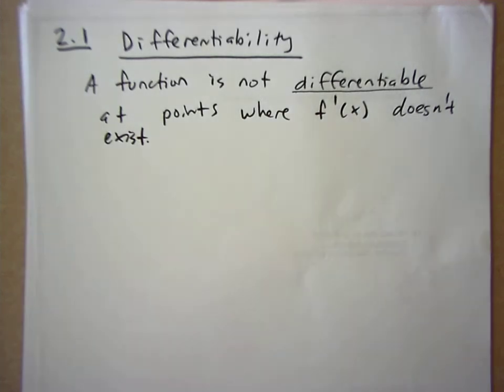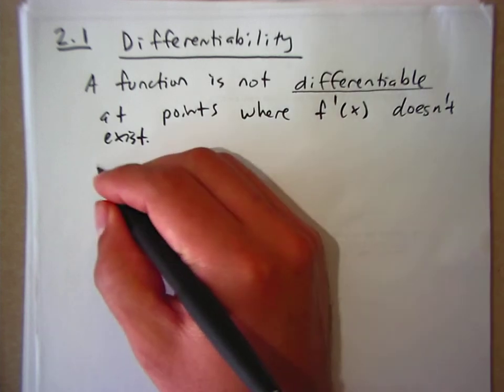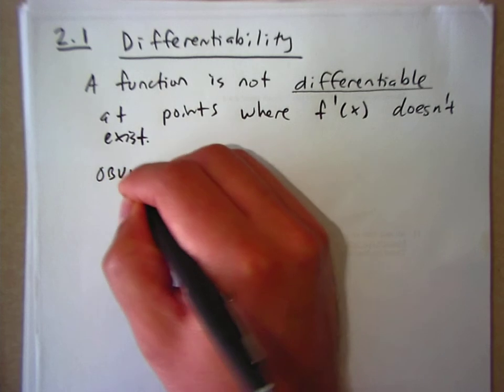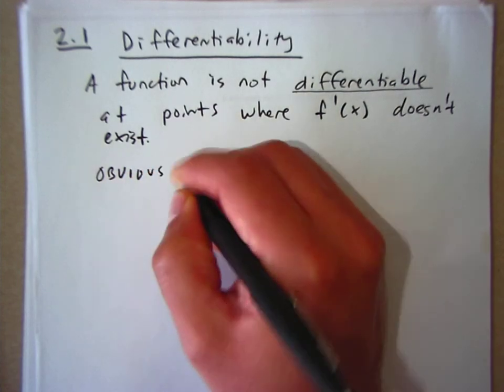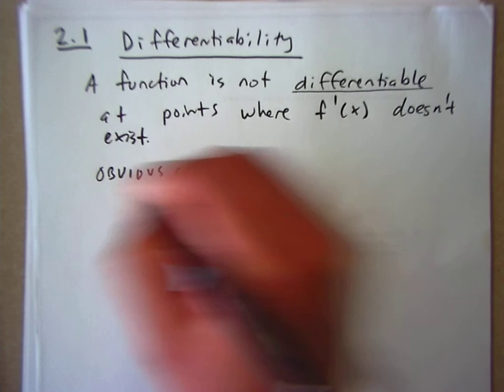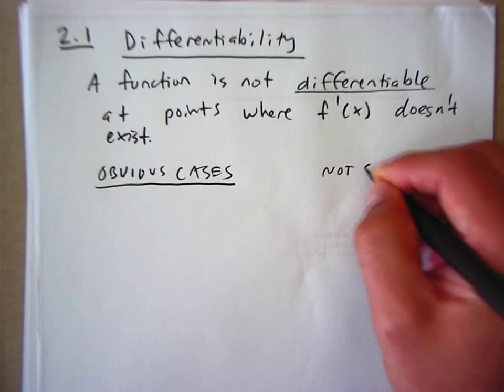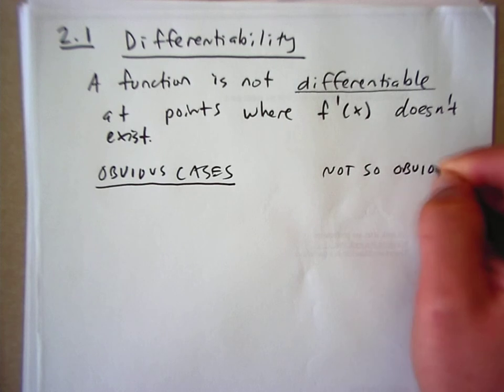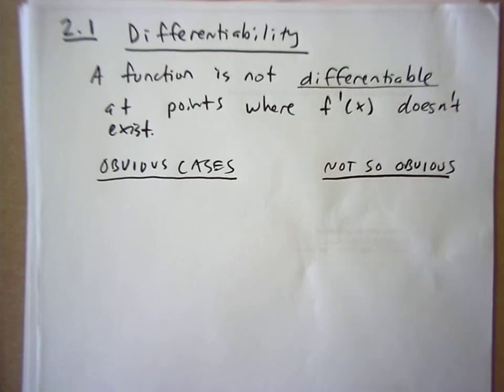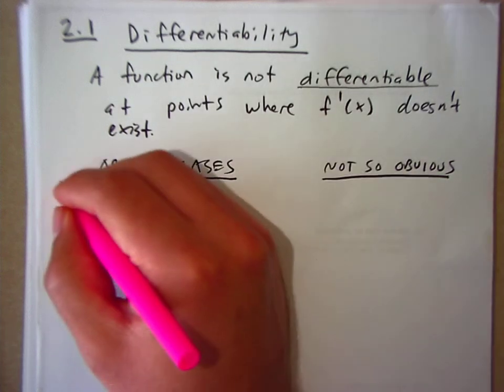Okay, and there's some obvious times when it won't make sense to do a tangent line, right? Because that's what the derivative is. It tells you the slope of a tangent line. There's going to be some obvious times where you can't, and then there's going to be some times where it's not so obvious. The obvious cases are basically where we have discontinuities, right?